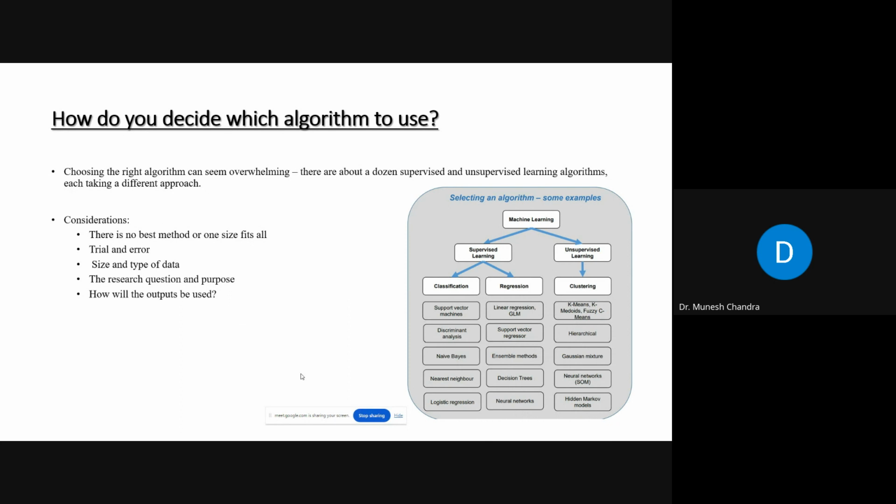Another is the research questions and purpose, like what is the objective, what are the research questions, what are the research objectives, what we want to do. So according to our research requirement, we have to decide the algorithms. It is not like we can say that in most cases this algorithm works perfectly. According to your research questions and objectives, you can decide which particular algorithm is giving the better result.